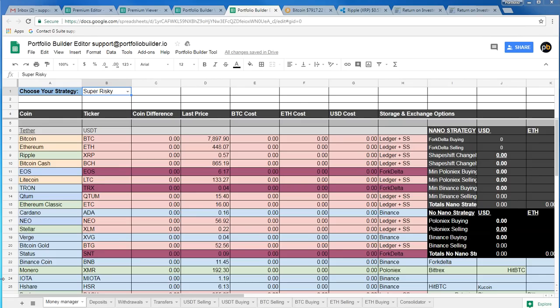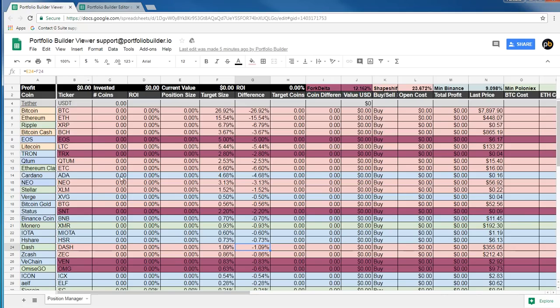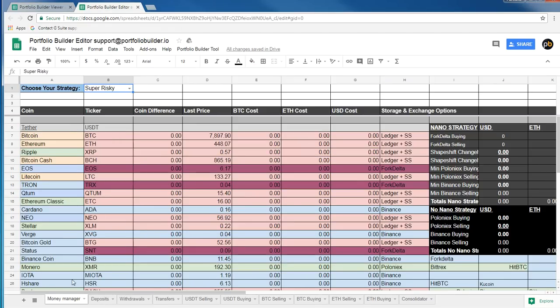Okay, so with that said, let's now take a little step back and just look at the total feature set that this software currently has. So right now we are looking at the position manager in the client viewer, and then the money manager in the client editor. And they're actually very similar.